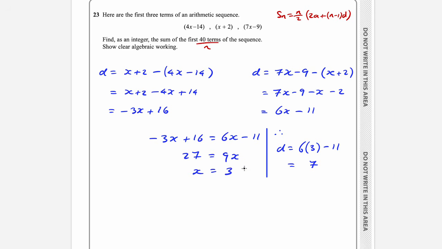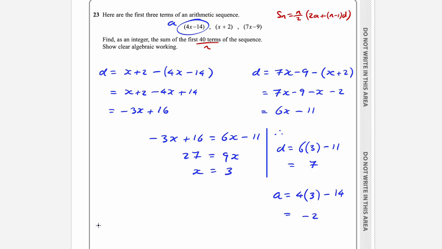Okay, so now I have the common difference d, and I can also figure out a. Let me just write a here, guys. A is equal to 4 times x, 3, minus 14. So that's 12 minus 14, which is negative 2. That's 4x minus 14, guys, because this is a. Okay, now I have a, I have d, and I have n.